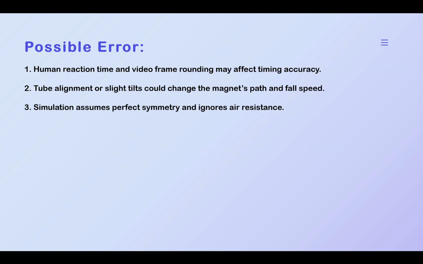Some possible sources of error include timing uncertainty from video frames and slight tilts in the tube. Also, the simulation assumes a perfectly symmetric system and doesn't include air resistance.